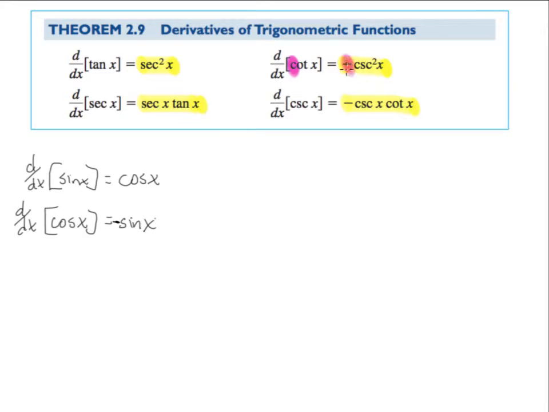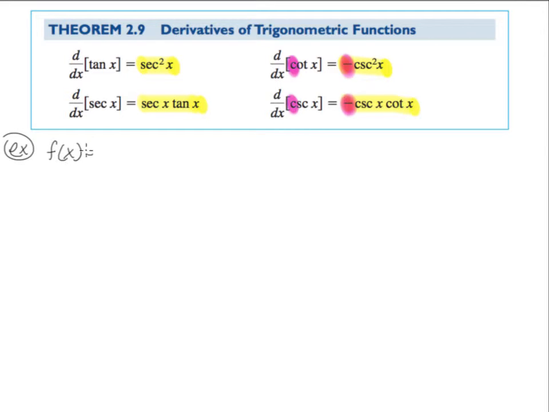Notice that if the trig function starts with a c, when we take the derivative of it, we're always going to have a negative. So this helps you remember which trig functions' derivatives are negative and which are not.